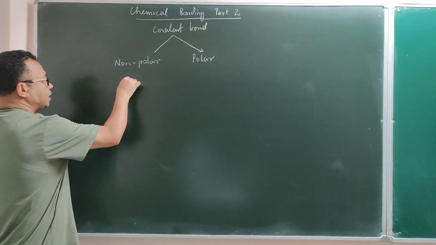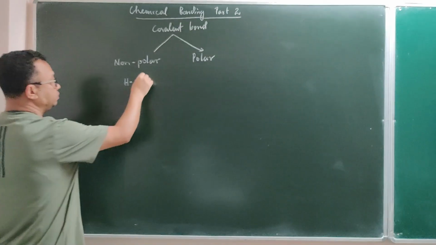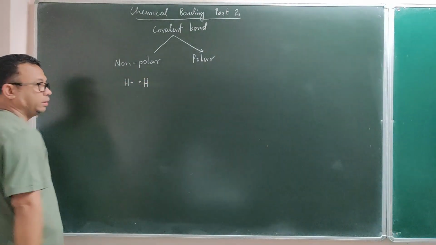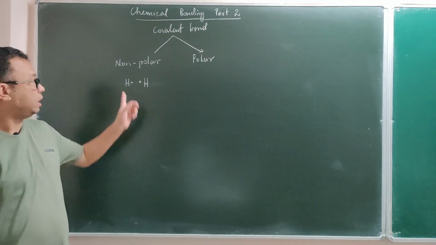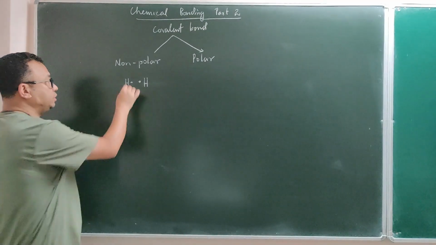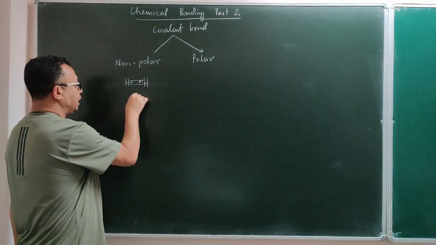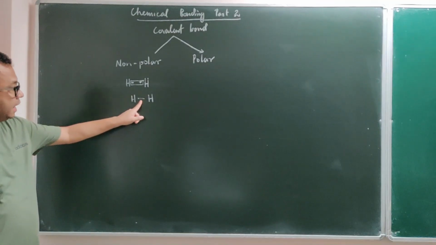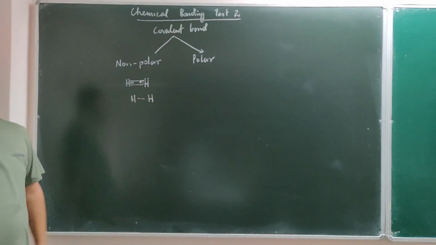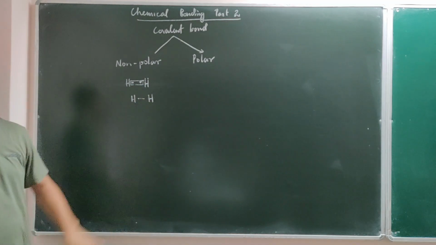Let's suppose, for example, a hydrogen is combining with another hydrogen. Hydrogen has one electron and another hydrogen also has one electron. We already saw how these two atoms combine in the molecule of hydrogen. They will share the one electron each which they have to give rise to H-H, like this. This dash which we have written is what we call the covalent bond. This is the single covalent bond.